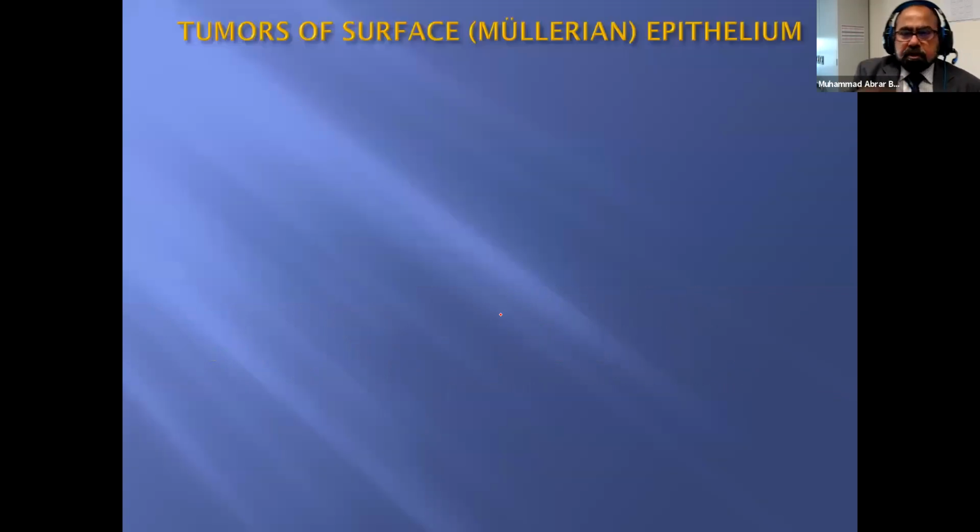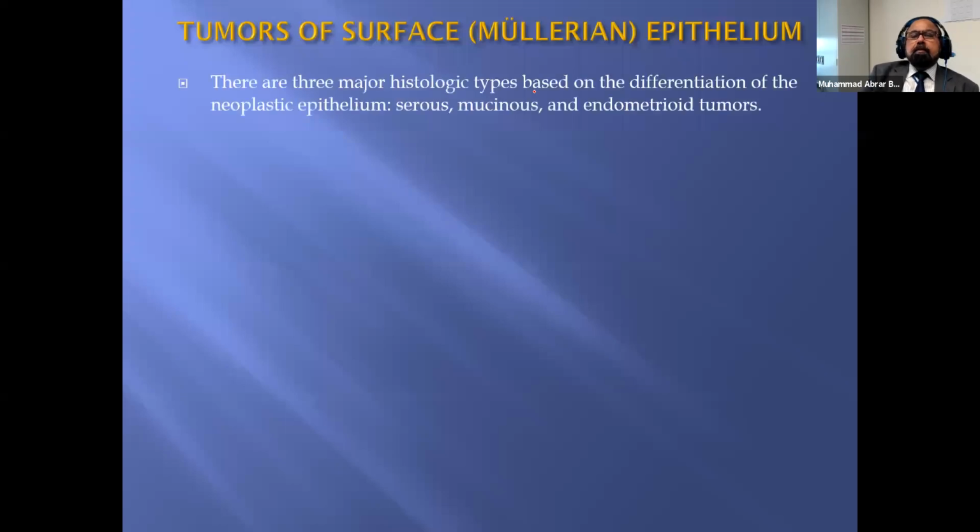Now we are coming to the surface neoplastic cysts, the tumors of the surface mullerian epithelium, and this is the topic which we are going to complete today. The germ cell and sex cord stroma tumors we will be discussing tomorrow. There are three major histological types based on the differentiation of the neoplastic epithelium. The most common types are serous, mucinous, and endometrioid tumors.